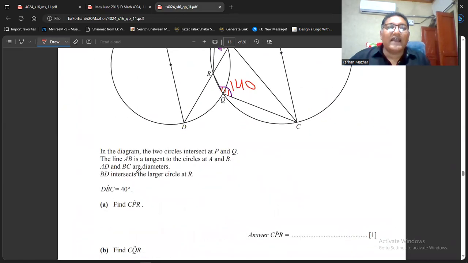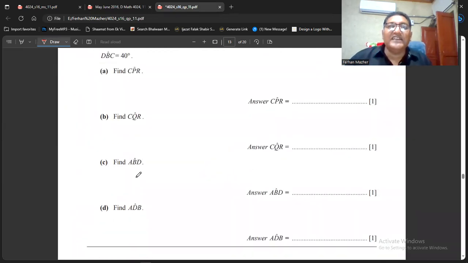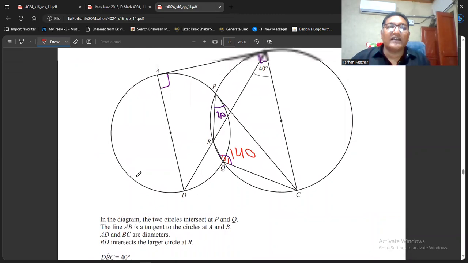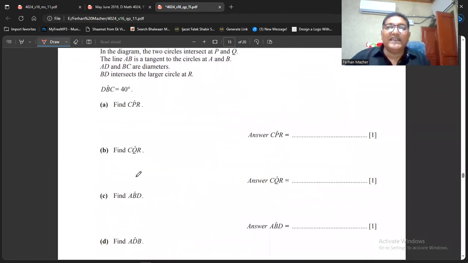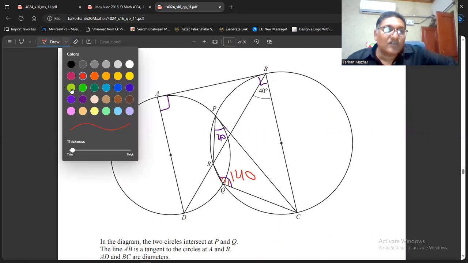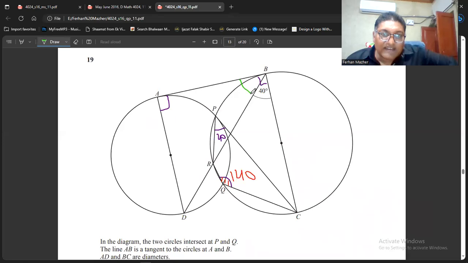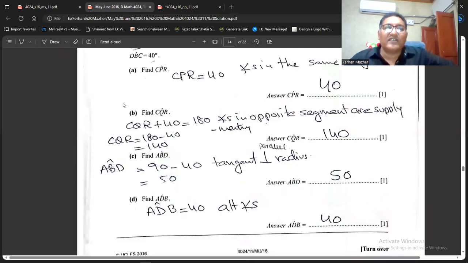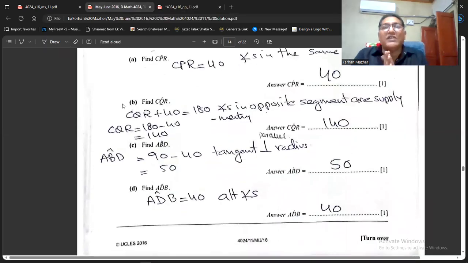Okay, then we have the next question, that is ABD. Here they want me to find out the angle ABD. That's the C part. Okay, where is the ABD? Let me change the color. So let's have a green color here. Now they want me to find out this angle. This whole angle is 90. So 40 plus this angle will be equal to 90. So ABD will be equal to 90 minus 40, and that will be equal to 50.